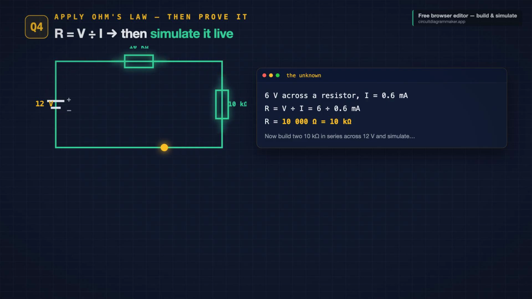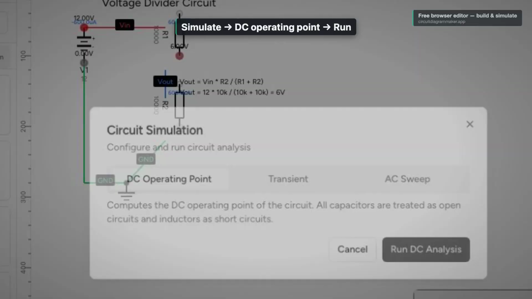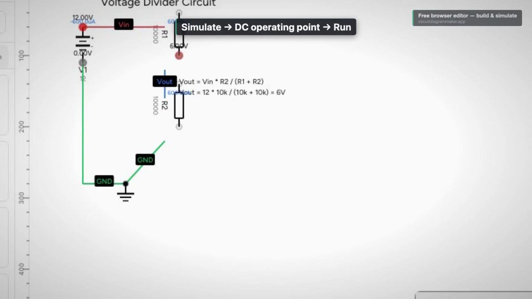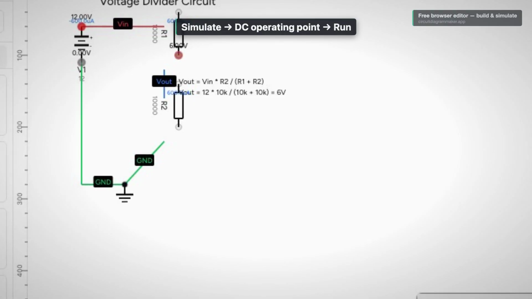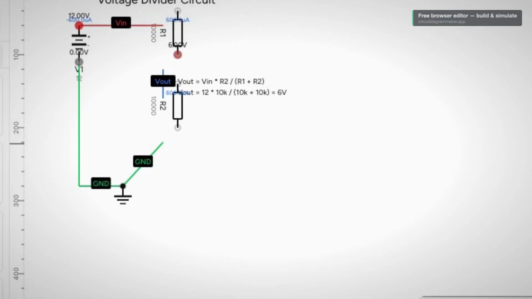Now, let's not just trust the maths. Let's run it. Here's a real series circuit in the free editor. A 12-volt source with 2 10 kilo ohm resistors. I press Simulate. Choose DC operating point and run. And look, the real numbers land right on the diagram. 12 volts at the top, 6 volts at the middle node, 0 at the bottom, and a current of about 600 microamps flowing around the loop.